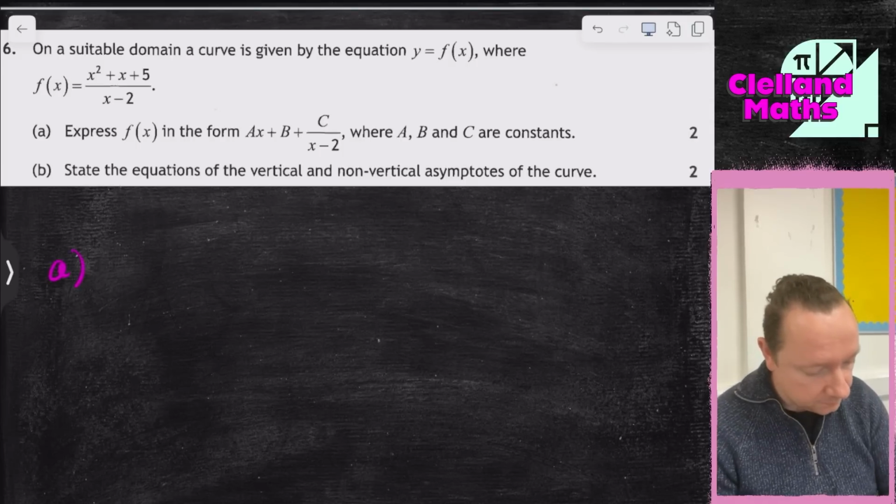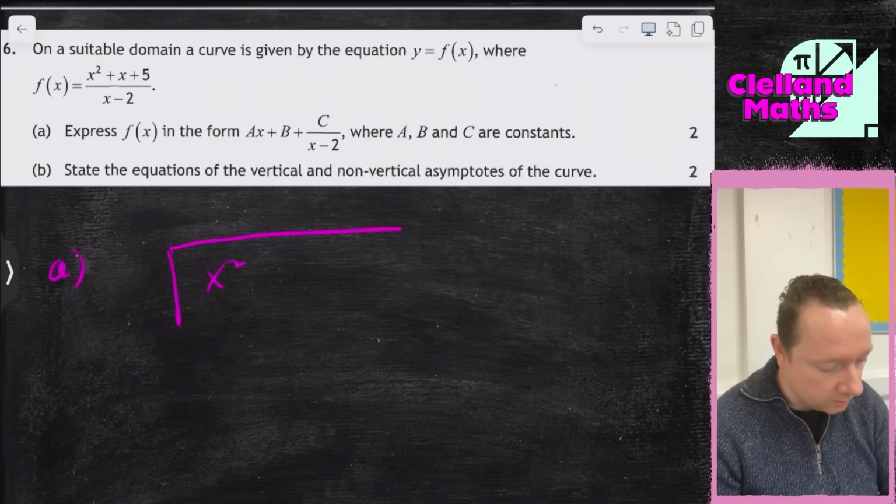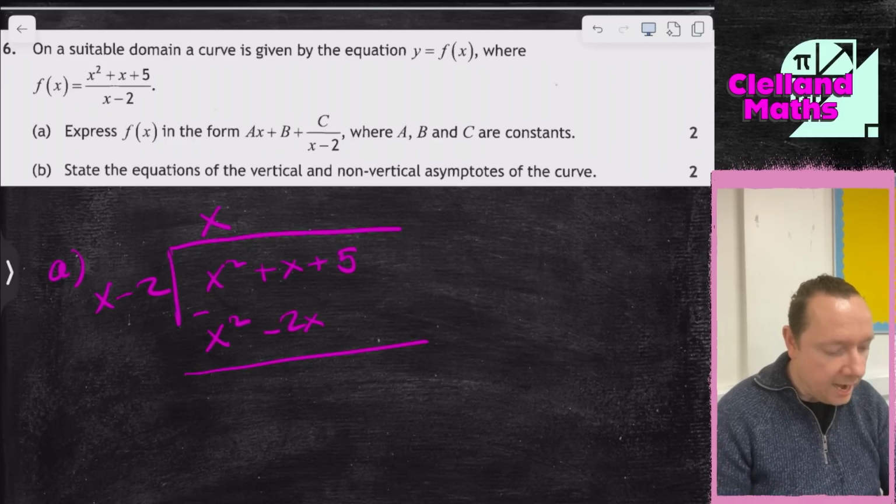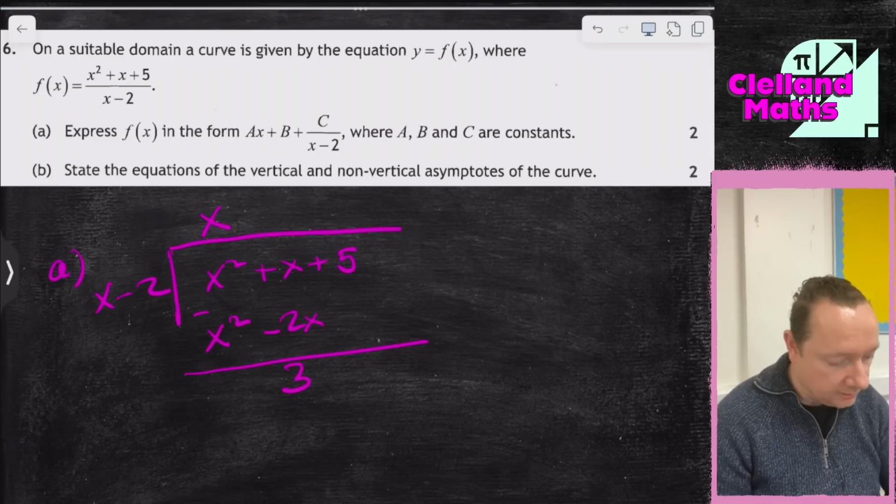So for part A, x squared plus x plus 5 over x minus 2. x goes into x squared x times. That gives me x squared when I times out minus 2x. Take away. x minus 2x is 3x. And then I've still got the plus 5 hanging about for the ride.